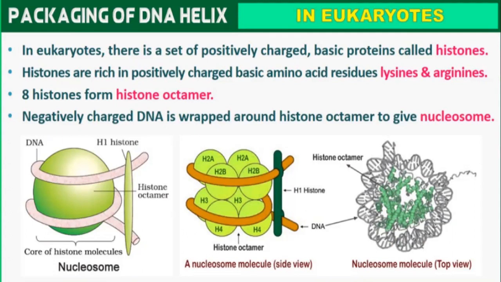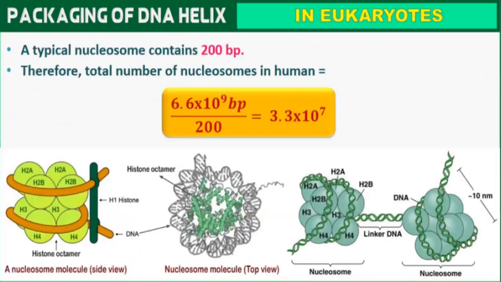Then, negatively charged DNA is wrapped around the histone octamer to give nucleosome, and the histones are positively charged because of the basic amino acid residues of lysine and arginine. A typical nucleosome contains 200 base pairs. Very important, mark it. A typical nucleosome contains 200 base pairs.